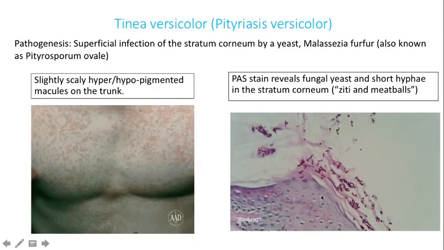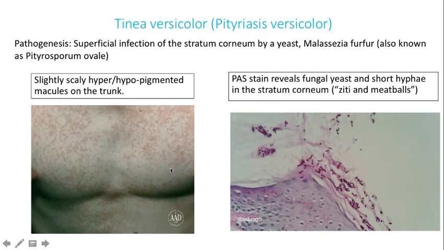We're going to end our talk by talking about tinea versicolor. It's also known as pityriasis versicolor. Notice the word tinea, but this is not a dermatophyte. This is a superficial infection of the stratum corneum by a yeast. It is known as Malassezia furfur. It's a normal colonizer of skin. Another name for the same organism is Pityrosporum ovale, hence the name pityriasis from the Pityrosporum. The clinical manifestation is multiple, slightly scaly, either hyper or hypopigmented macules, often on the trunk.